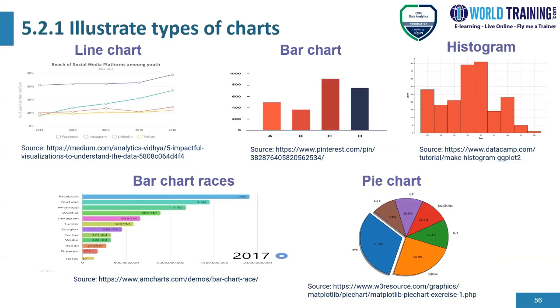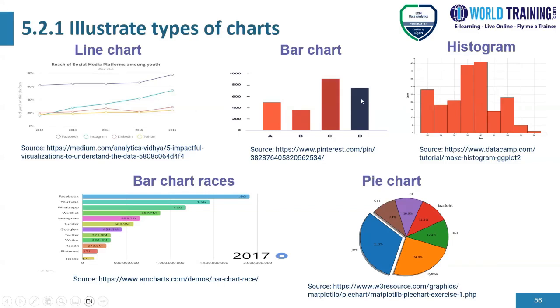If you see the percentage of youth who are using various platforms, like Facebook, Instagram, LinkedIn, or Twitter, you can plot those in the form of a line chart. So you can definitely see over the years how these applications, whether Facebook, Instagram, LinkedIn, or Twitter, have been used by the youth population over a period of time. So you can definitely use the line chart for better understanding and better visualization.